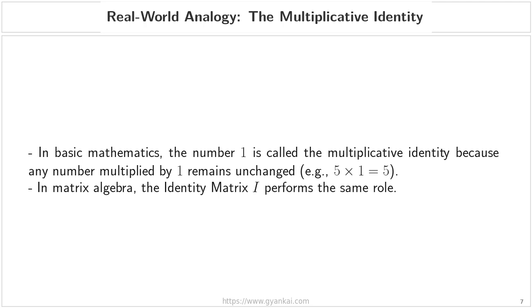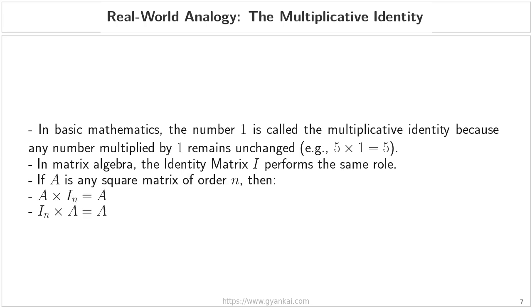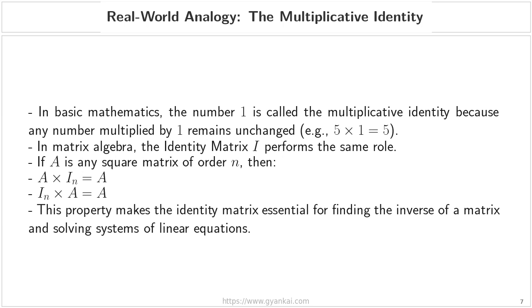In the world of matrix algebra, the identity matrix, denoted by the letter I, performs this exact same role. To put this into a mathematical property, if we have any square matrix, which we will call matrix A, of order n, then multiplying matrix A by the identity matrix of order n results in matrix A. Similarly, if we reverse the order and multiply the identity matrix of order n by matrix A, the result is still simply matrix A. This unique property is not just a theoretical curiosity, it is absolutely essential.